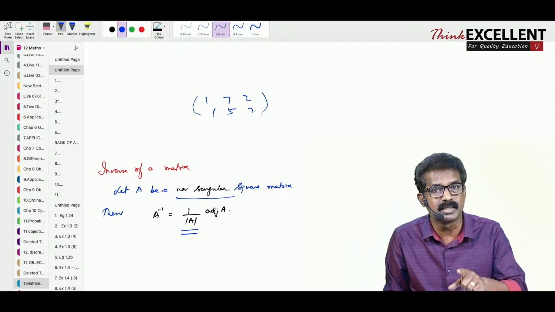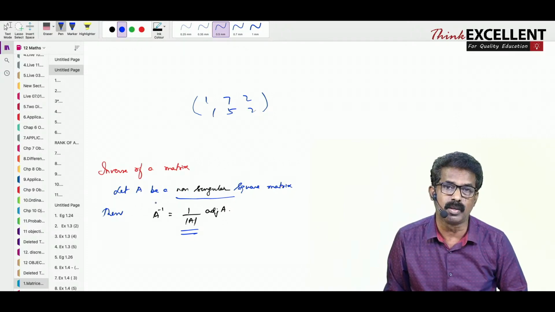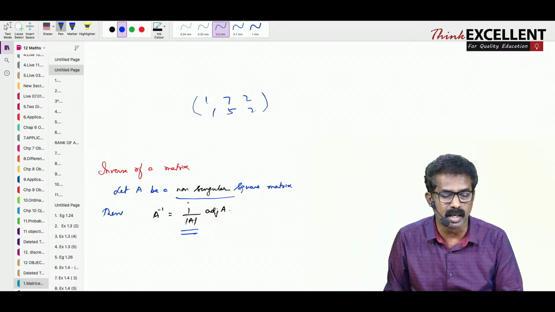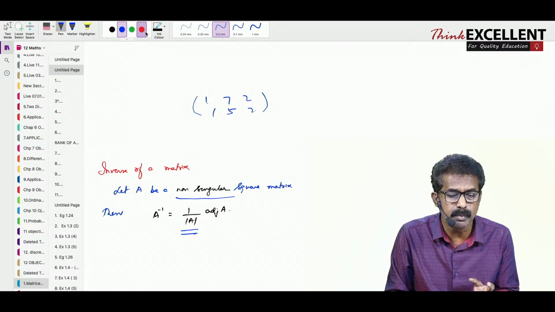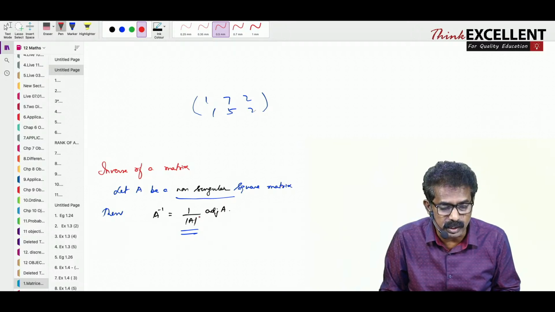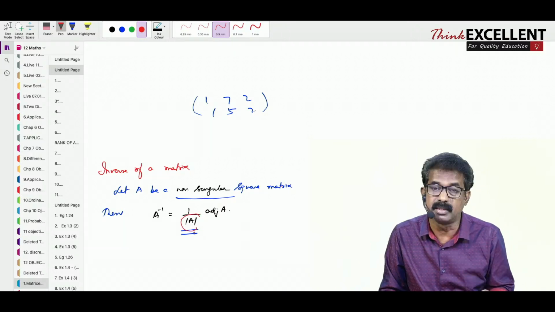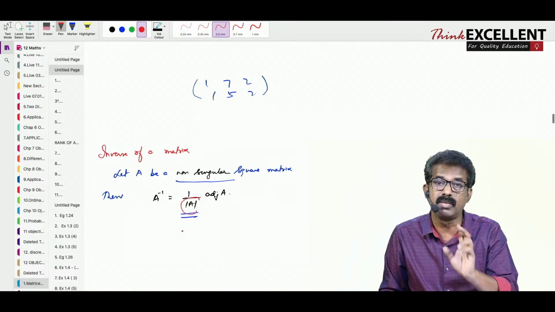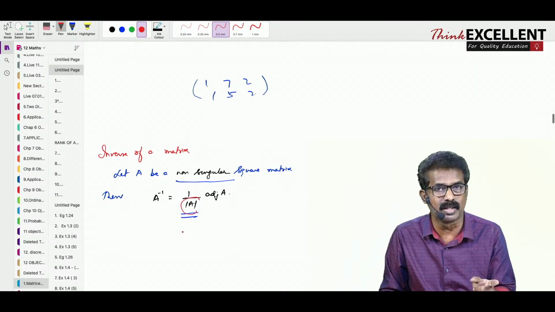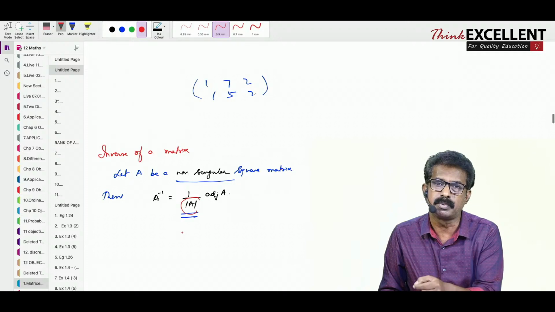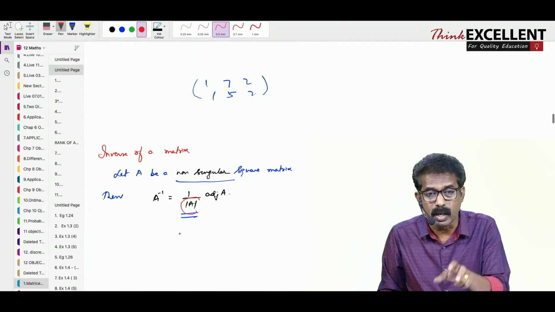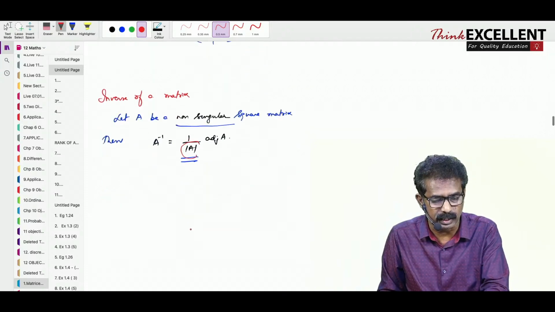One more condition I said: it must be non-singular. What is non-singular? Determinant A not equal to 0. Why? Suppose determinant A is 0, then what happens? Something divided by 0 is not defined, so you cannot find the inverse. So the inverse exists only for non-singular matrices. Options can be asked: for every matrix, for every square matrix, or square and non-singular. That should be the correct one.